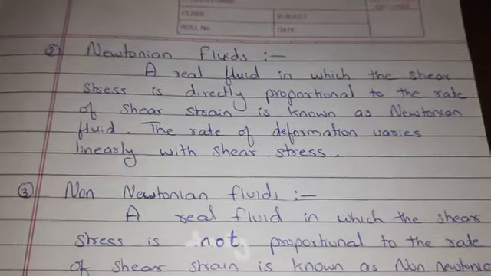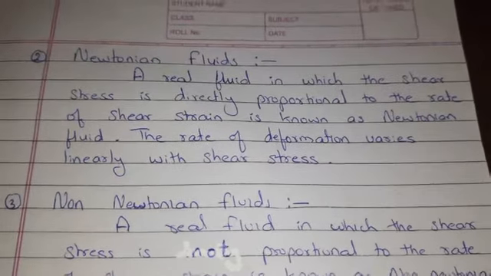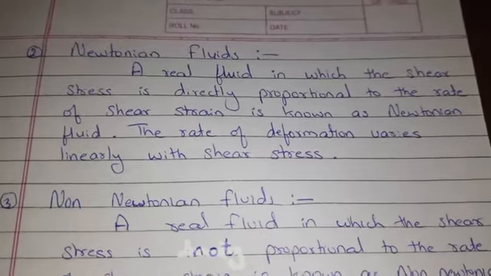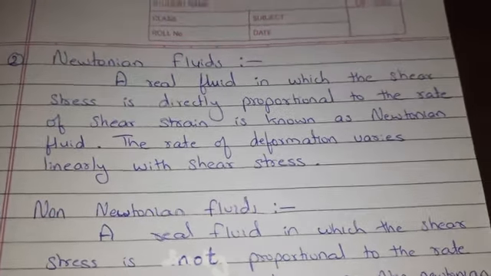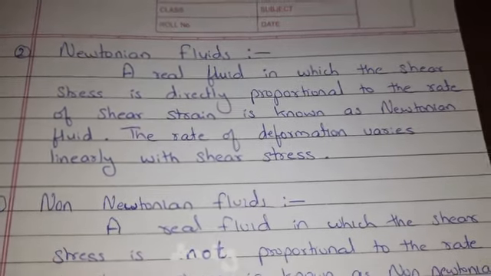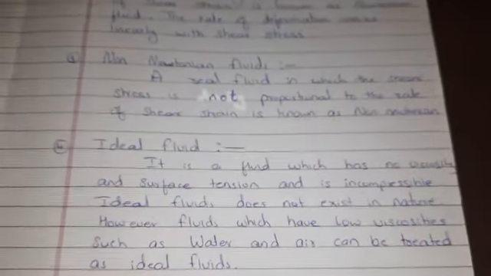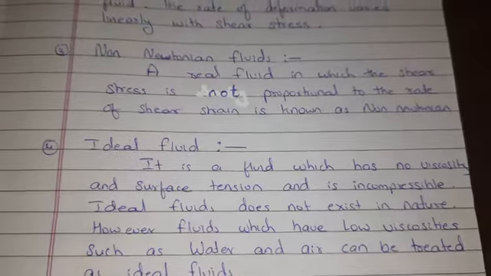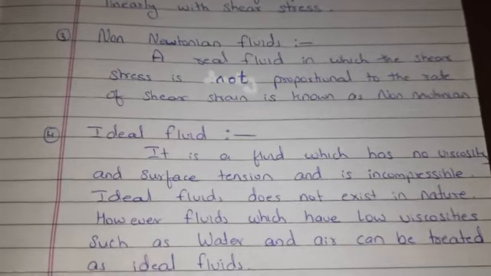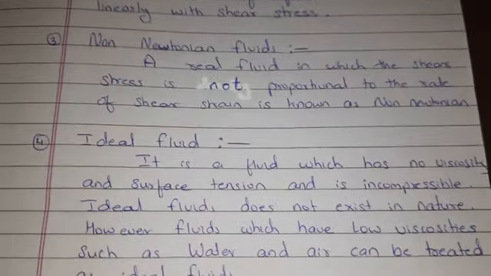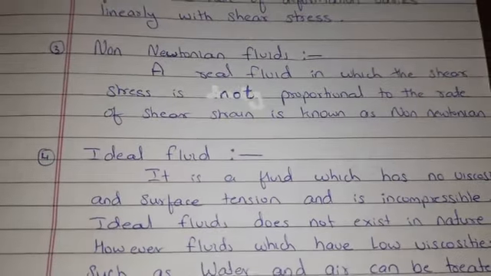And here we have already studied in SOM what is shear stress and what is shear strain. Stress is nothing but load by area, and strain is nothing but the deformation caused due to application of the load. So any fluid in which the shear stress is proportional to shear strain is called a Newtonian fluid. Next is the non-Newtonian fluid. This is also a real fluid in which the shear stress is not proportional to shear strain. So it is the reverse of the Newtonian fluid.